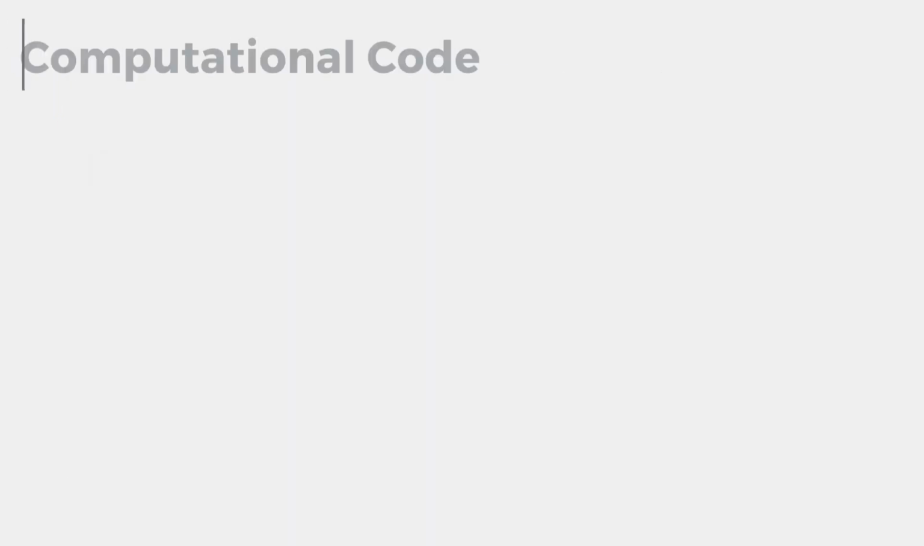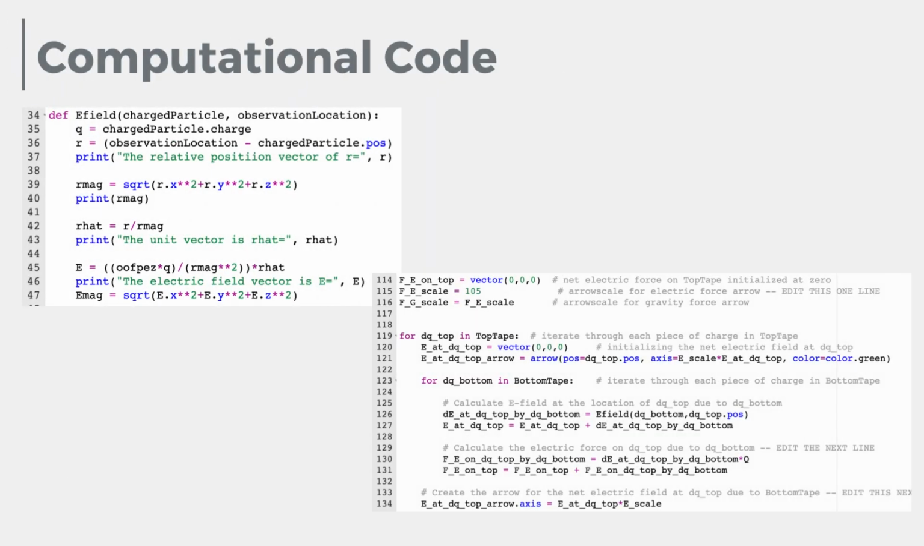Regarding the actual code used to calculate the magnitude of the electric charge, I first created a function to calculate the electric field at one observation location. This function would be later used in a for loop as a means of superposition to add all the point charges together. In the for loop, I iterated through each piece of charge on the top tape as well as the bottom tape. I also calculated the electric field and the electric force at the location of the top tape on the bottom tape. Finally, I generated an arrow to show each of these electric fields.